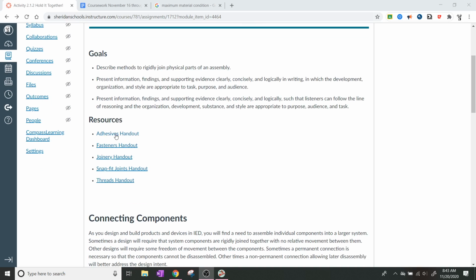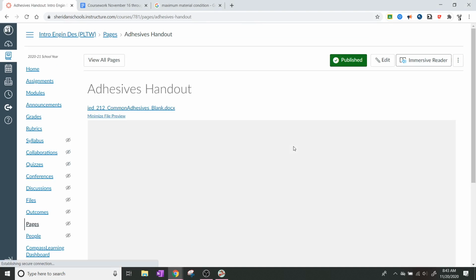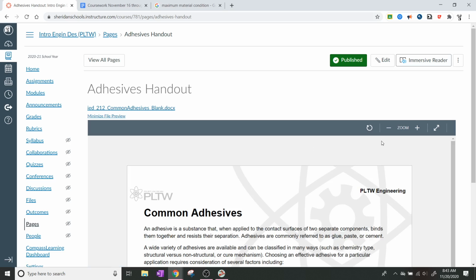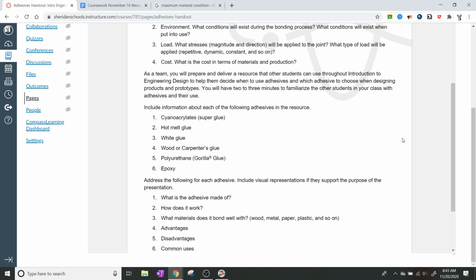I'm just going to go ahead and click on the adhesives one to show what's going on and what you're going to be responsible for. In general, you're going to make a resource that all of the students can come back to and reference, on what to do and which one of these adhesives might be the best one to go with, or threads or fasteners or anything like that. That way we don't have to look up every single one of these. This is kind of a divide and conquer mentality. So I think a Google Slide or a Prezi or maybe even just a Google Doc would be fantastic, so that it can just be clicked on and people can come in and reference it.